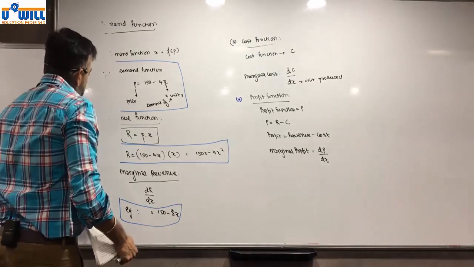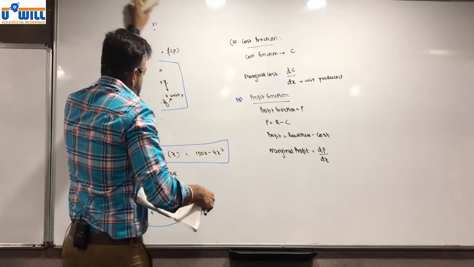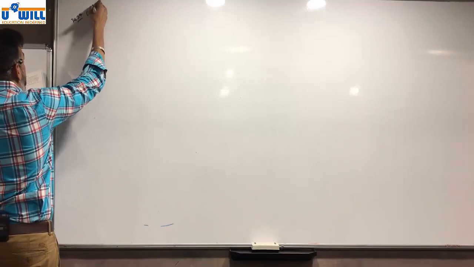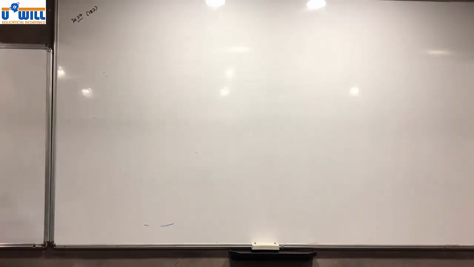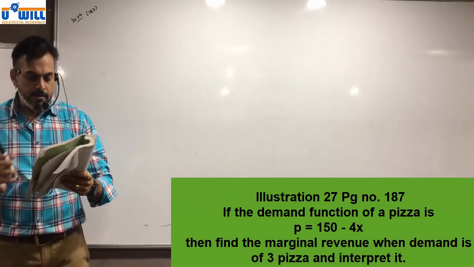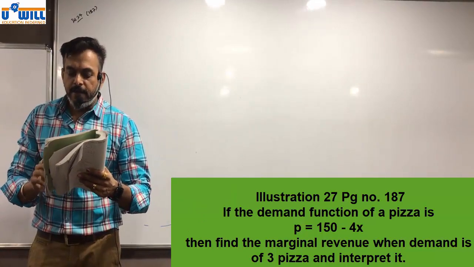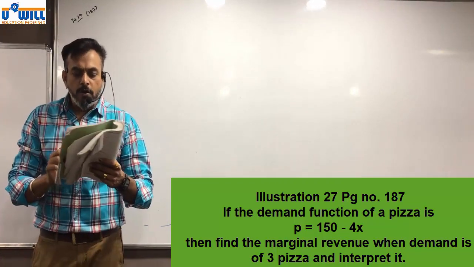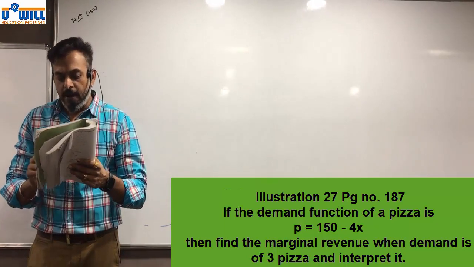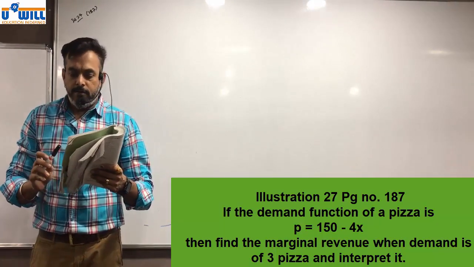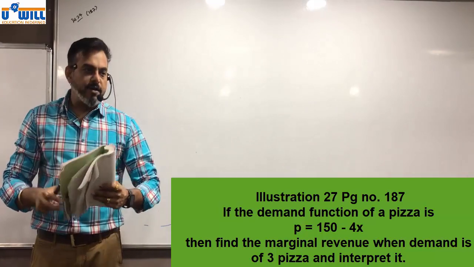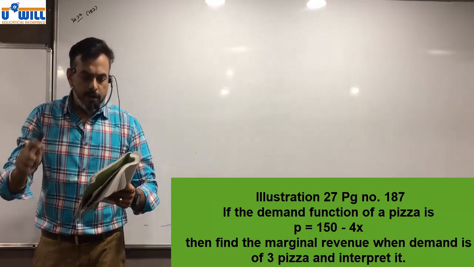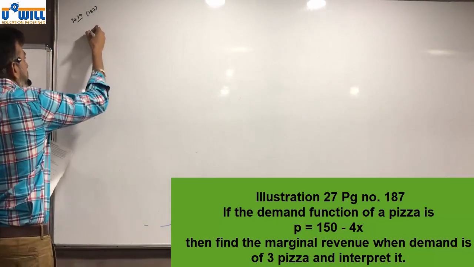Okay. Now, illustration number 27, page number 187. Now, if the demand function of pizza is P is equal to 150 minus 4x, then find the marginal revenue when demand is of 3 pizza and interpret it. Now, underline marginal revenue. When the word marginal comes, you know what to do. Okay, now, first, we write the demand function.